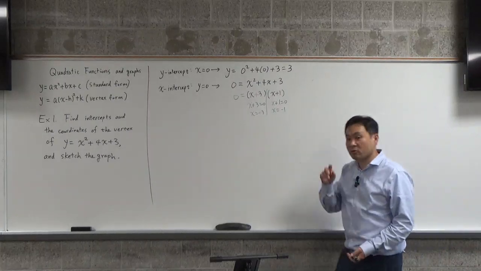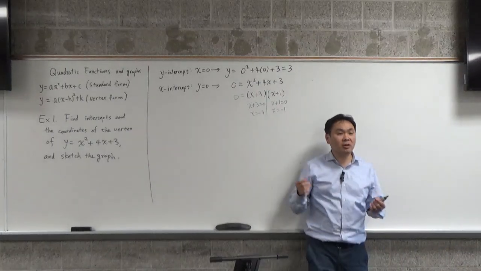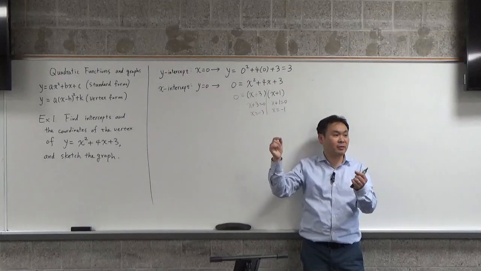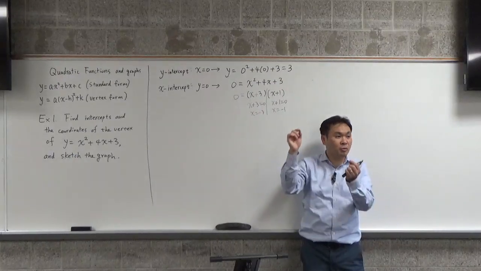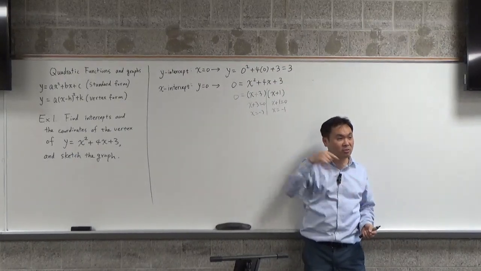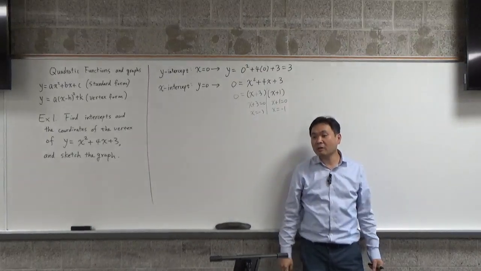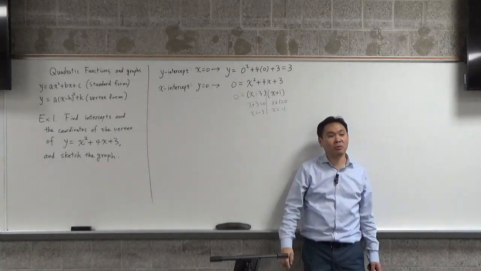How many points do you need in order to determine a straight line? 2 points will give you one straight line, right? It will determine the straight line. How many points do you need to determine a parabola?